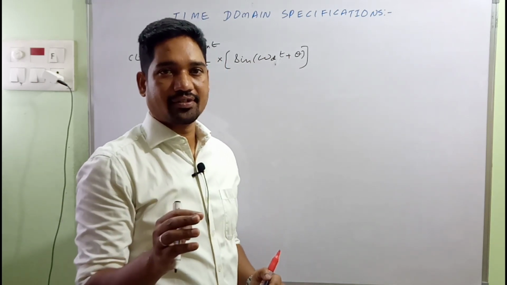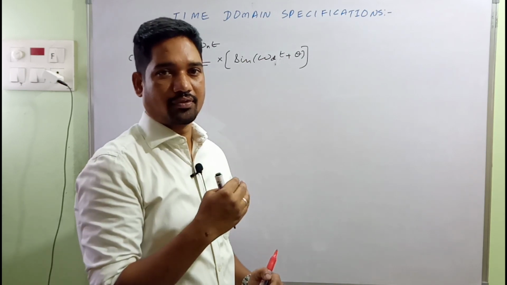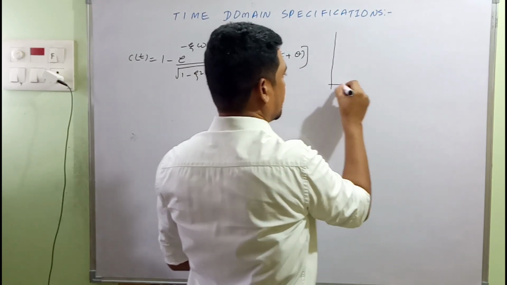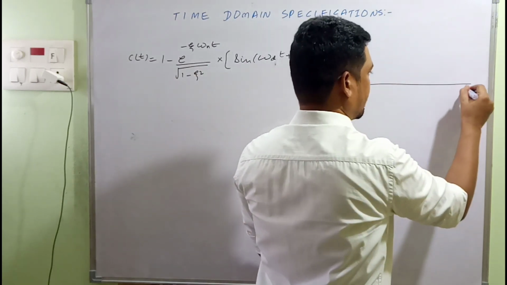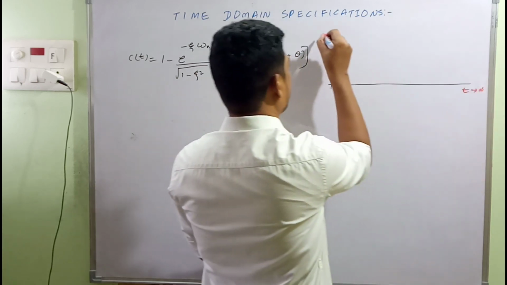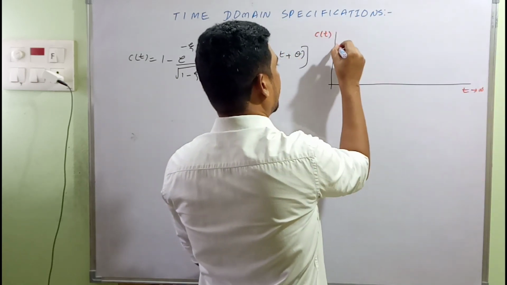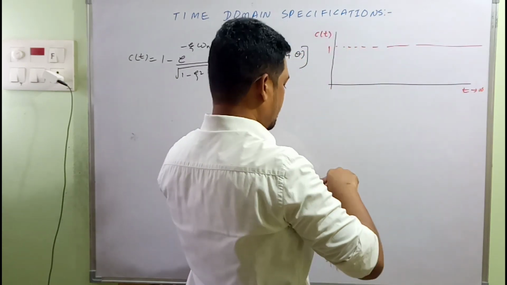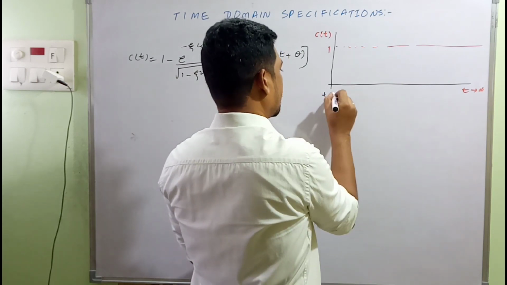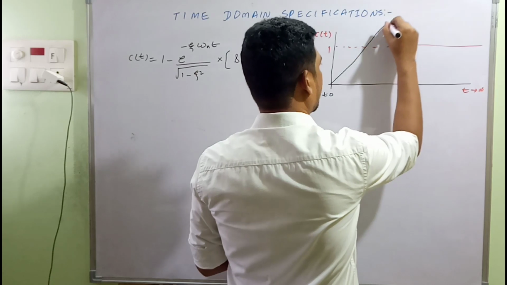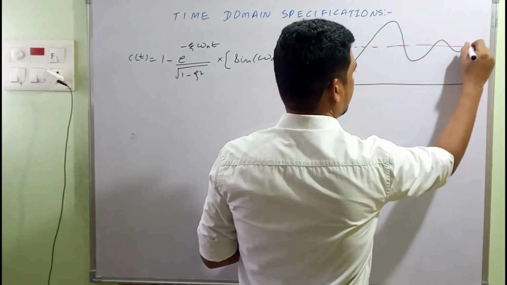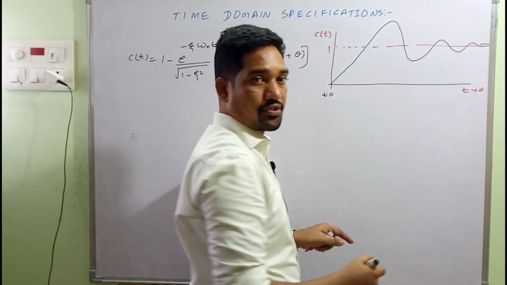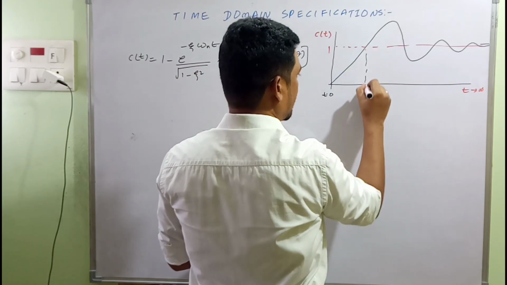I have linked the proof in the description box, you can find it. Here is how the response looks for different values of t, with t on the horizontal axis tending to infinity and c(t) on the vertical axis, the input being a unit step input. The output commences from t = 0 like this, and with damped oscillations it settles to the final value of the input as t tends to infinity.